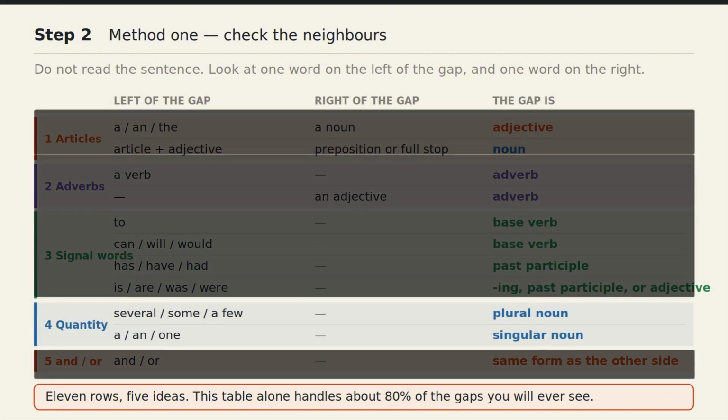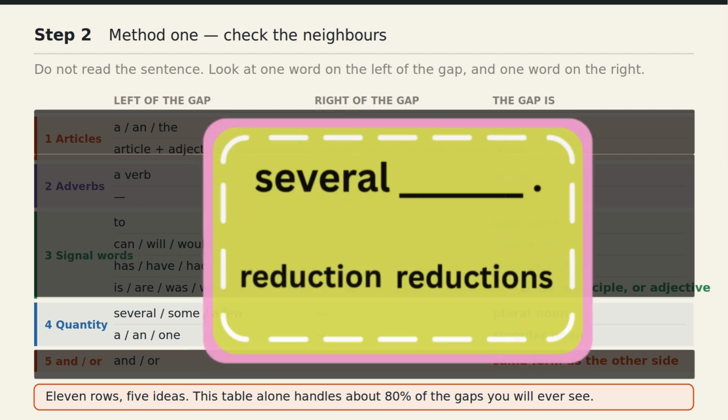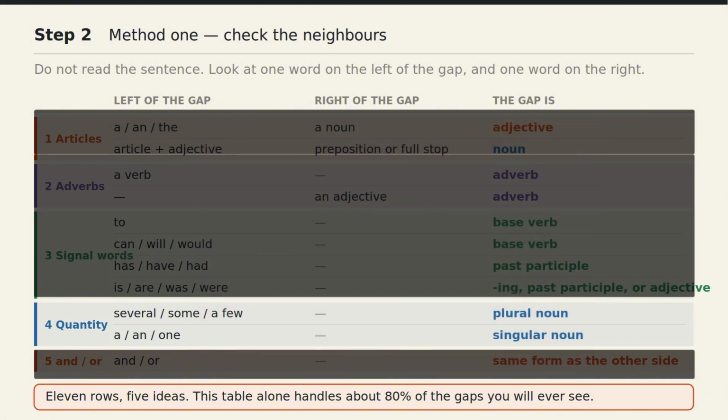Okay, next one, quantity words. These are super easy. Words like several, some, a few, and many usually need a plural noun after them. For example, "several gap": reduction or reductions? Don't translate, just reductions. Okay, and "one" usually takes a singular noun. That's it.